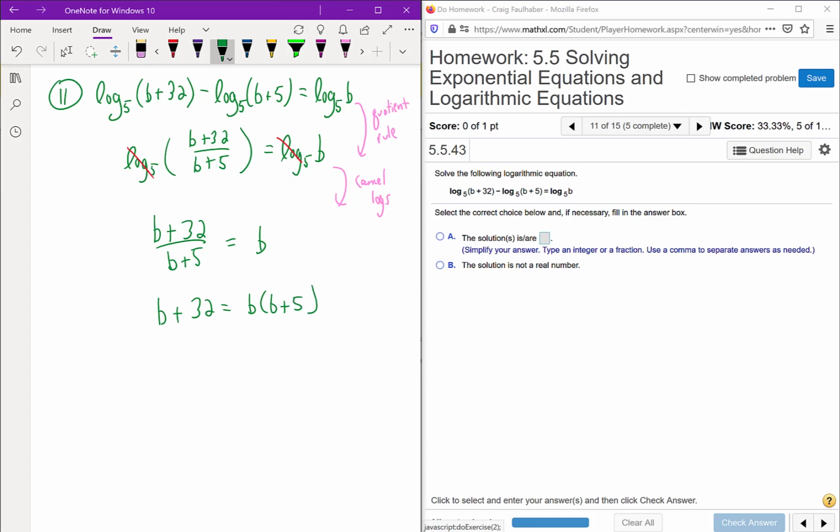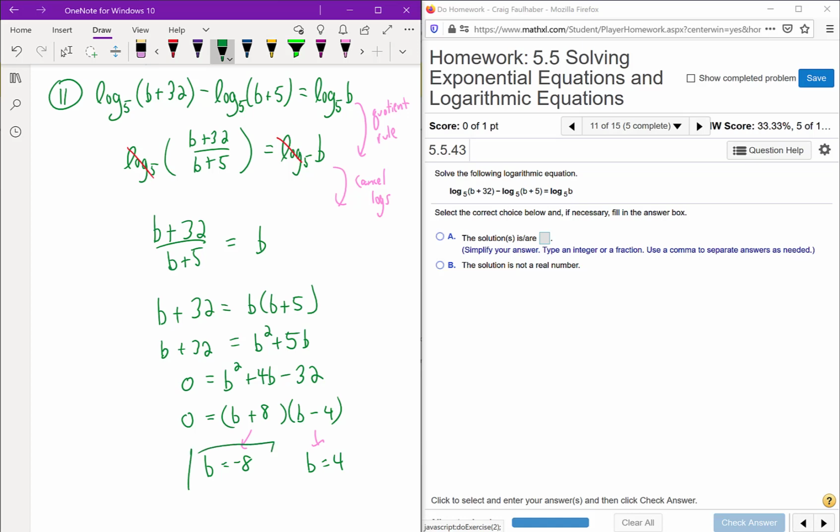I'm going to distribute that right side. And now we recognize that we have a quadratic equation. So I'm going to get a 0 on one side of that quadratic equation. I'm going to subtract b and subtract 32 from both sides. And if we do that, we are left with this quadratic equation. And if we're lucky, we can factor. This quadratic does factor into b plus 8 and b minus 4. That gives us two answers, b equals negative 8 and b equals positive 4.